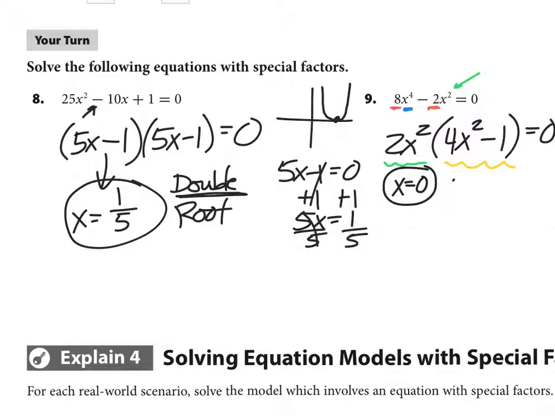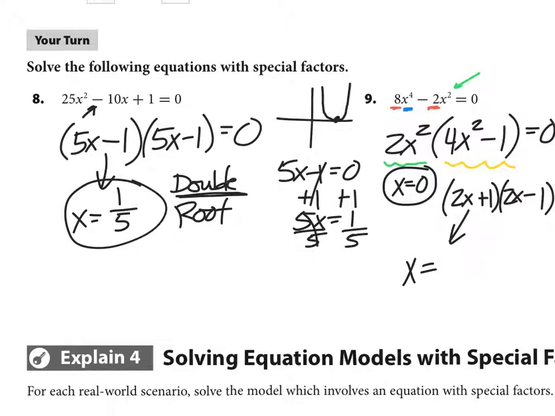So that becomes 2x, because 2 times 2 is 4. And then 1 and 1. One case is positive, one case is negative. So I find my solutions, roots, zeros, answers, x-intercepts, however you want to call it.